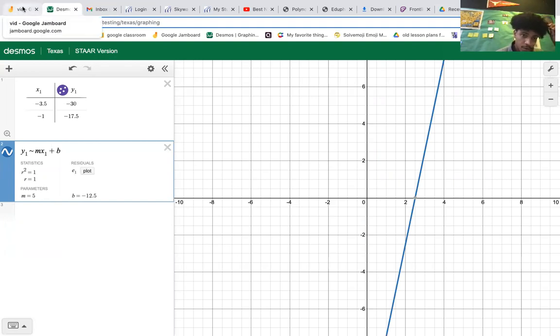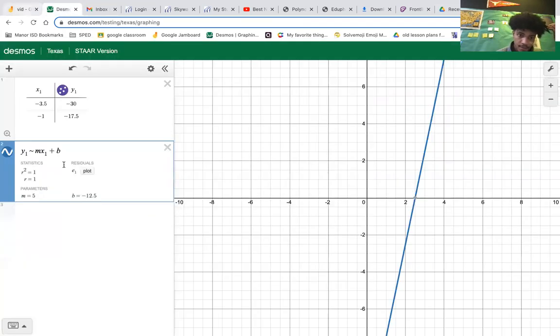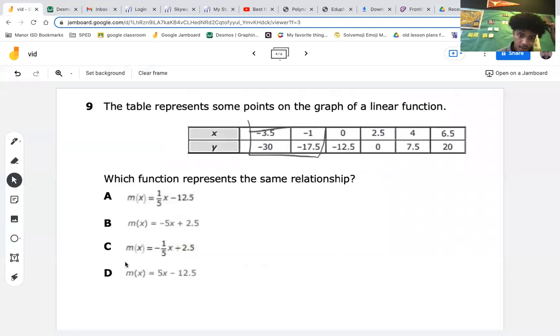So that's telling us the slope is 5, the y-intercept is negative 12.5. The number in front of x is the slope, so there should be a 5 in front of x, and then a negative 12.5 for the y-intercept behind the x. So here we go, that's going to be D.